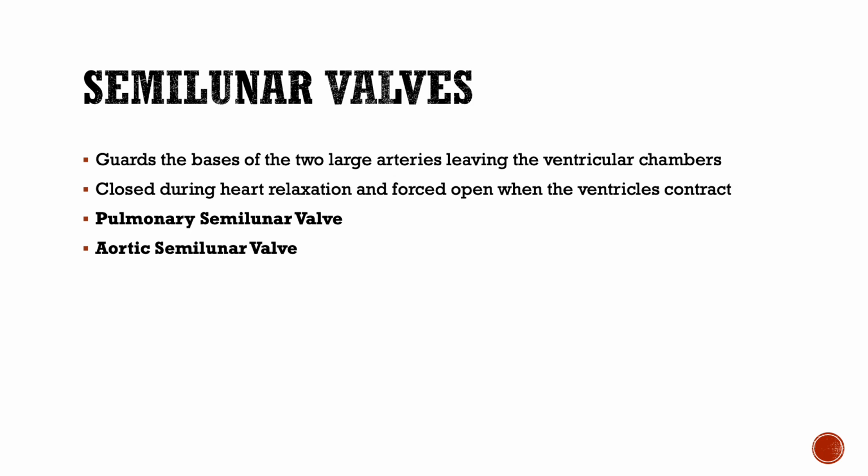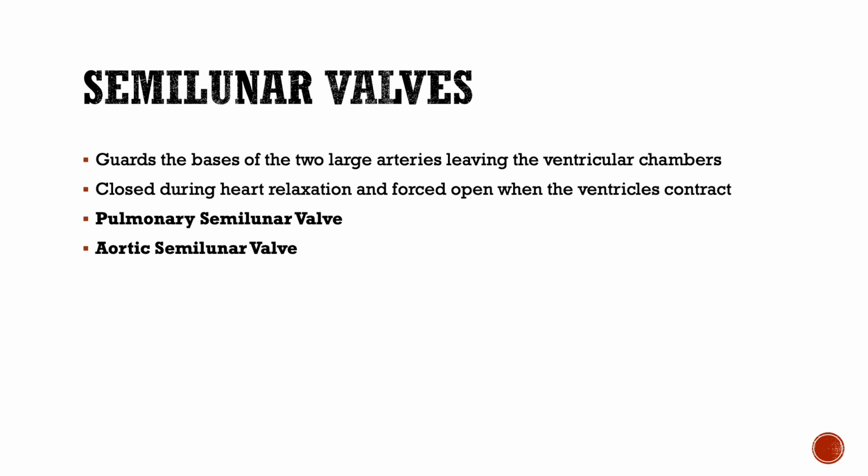The second set of valves, the semilunar valves, guards the bases of the two large arteries leaving the ventricular chambers. Thus, they are known as the pulmonary semilunar valve and aortic semilunar valve. The semilunar valves are closed during heart relaxation and are forced open when the ventricles contract. The valves force blood to continually move forward through the heart by opening and closing in response to the pressure changes in the heart.